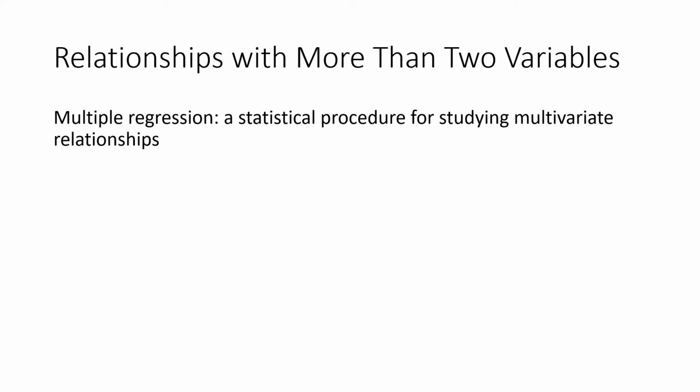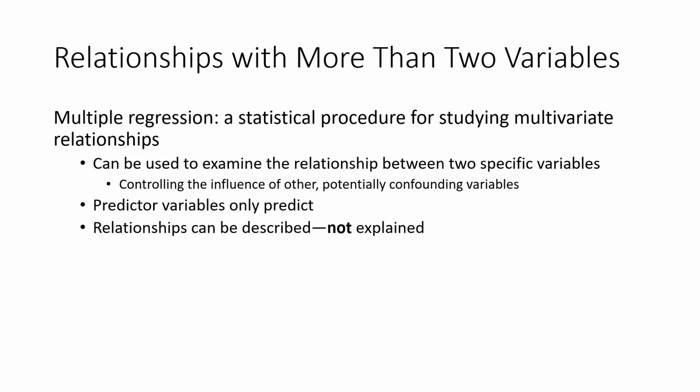So when we've got more than two variables, what we end up doing is what's referred to as multiple regression. Multiple regression is a statistical procedure in which we look at multiple different variables at once, and we can then examine the relationship between two variables while we are controlling for another variable. We are essentially controlling for those confounding variables.